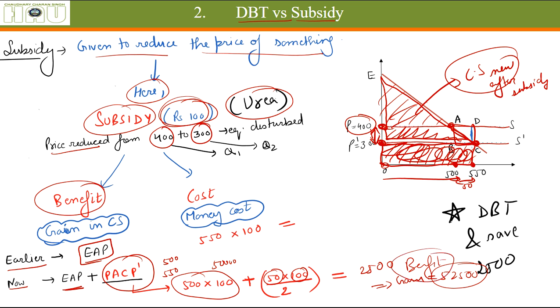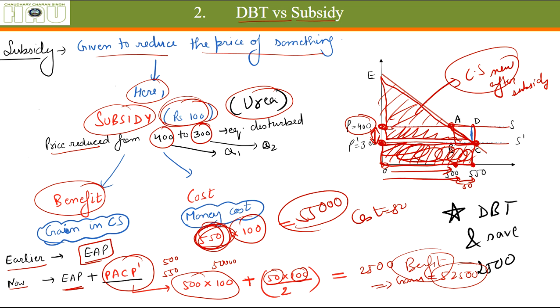What is the cost of subsidy? As you can see, now subsidy is being provided on 550 units. Due to the reduction in price, earlier 500 units were being bought. Now when the price is reduced, demand has increased to 550, and on each of these units 100 rupees of subsidy is being given. So the total subsidy cost is 55,000 rupees. So the cost is 55,000 and the benefit is 52,500. So the cost is more than the benefit.